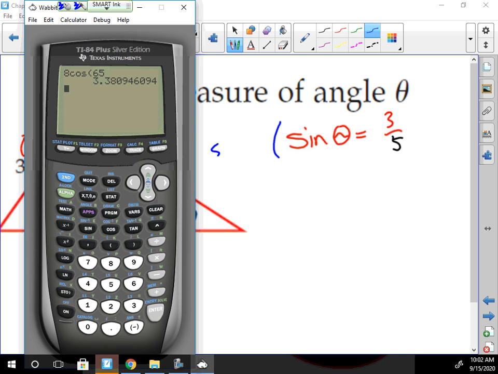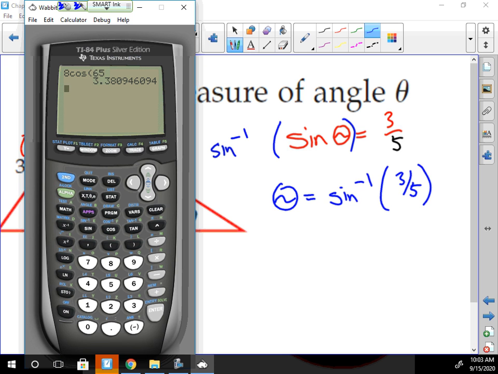So if I do the sine inverse of this, it's going to cancel your sines out, which then means I take the sine inverse of that side. So all I would be left with on the left is theta, and then sine inverse of 3/5. Make sure that 3/5 is in parentheses. Otherwise, it may think that you're doing the sine inverse of 3 and then dividing by 5.